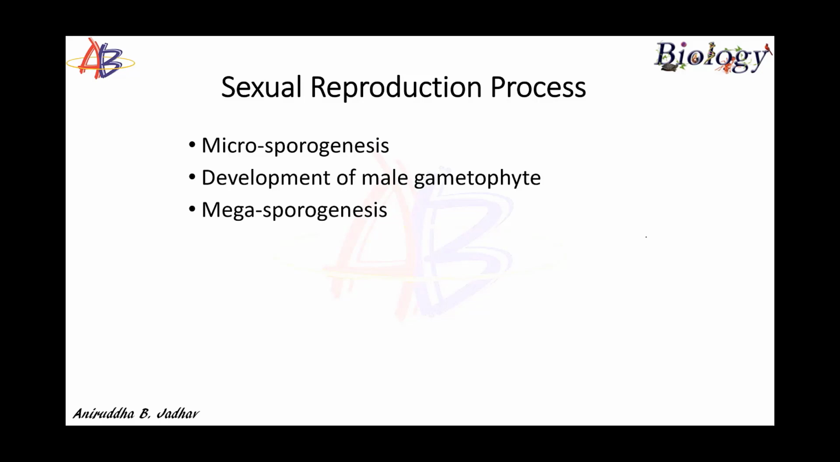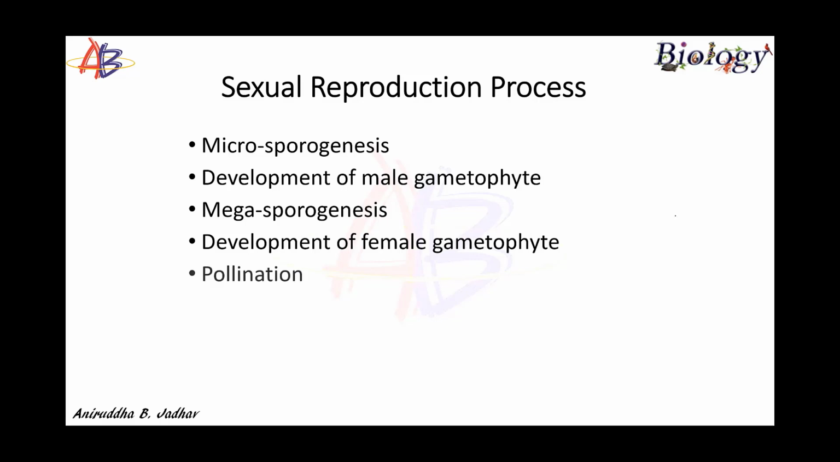Then the third step is megasporogenesis. So megasporogenesis is nothing but formation of female reproductive structures called megaspores. Once the megaspores are formed, they lead to development of female gametophyte, which we usually observe in the form of embryo sac. After the male and female gametes are formed, the next step is pollination.